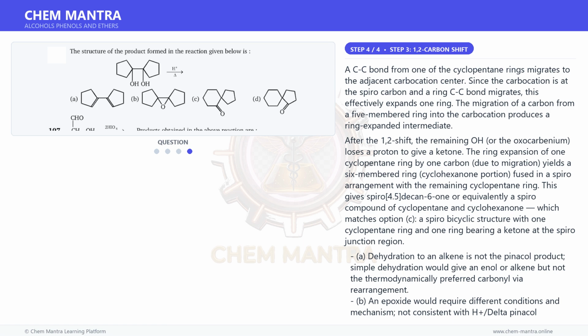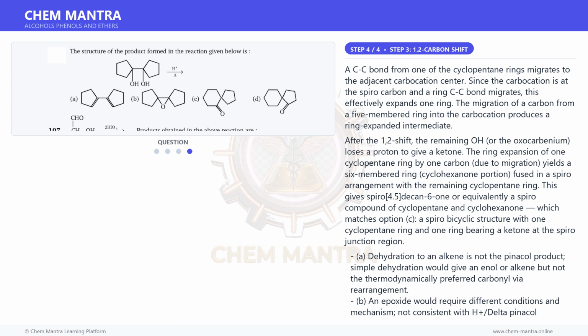The ring expansion of one cyclopentane ring by one carbon, due to migration, yields a 6-membered ring, a cyclohexanone portion, fused in a spiro arrangement with the remaining cyclopentane ring. This gives spiro[4.5]decan-6-one, or equivalently a spiro compound of cyclopentane and cyclohexanone, which matches option C, a spiro bicyclic structure with one cyclopentane ring and one ring bearing a ketone at the spiro junction region.